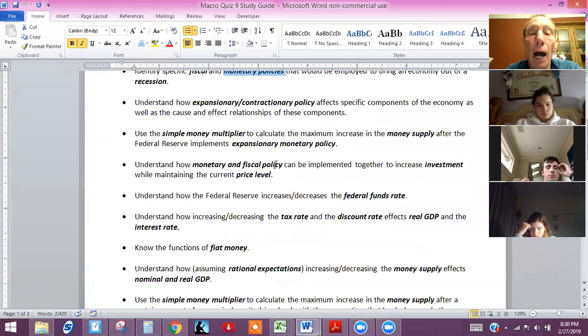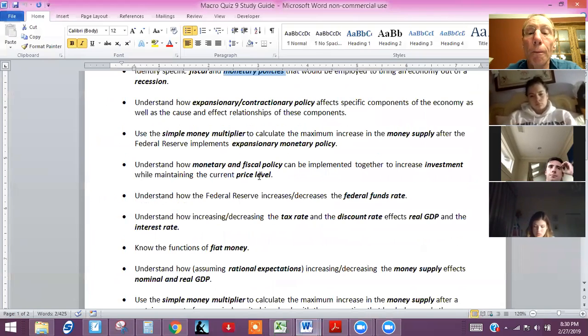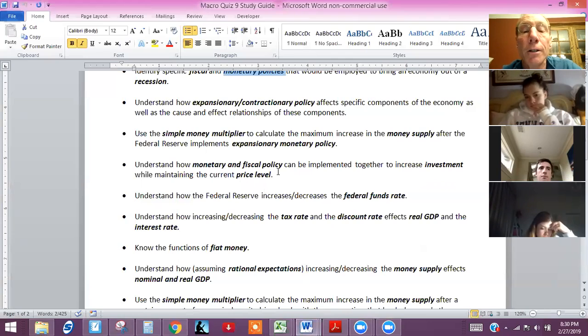This is just simply thinking about what combinations of policy can keep the price level from going up. If we want to increase investment and we want the price level to stay the same, then we've got to use expansionary monetary policy, which is going to put more money in the money supply, but we're going to have to use contractionary fiscal policy to keep aggregate demand from shifting too far to the right.